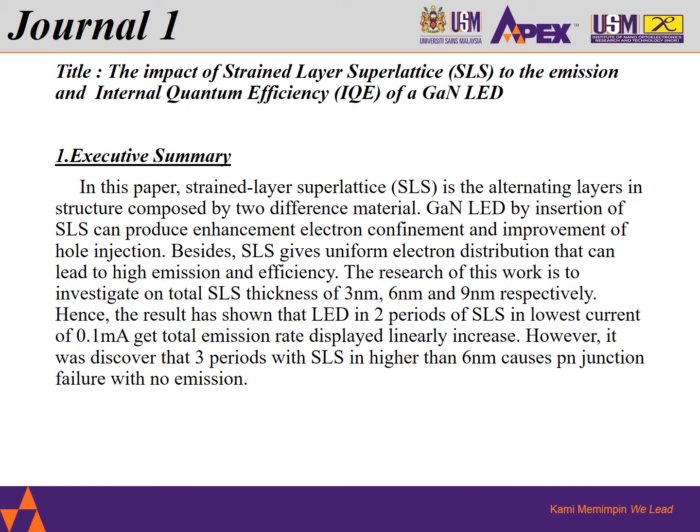The aim of this work is to investigate total SLS thicknesses of 3 nanometer, 6 nanometer, and 9 nanometer respectively. The result has shown that the LED with the second period of SLS, at a lower current of 0.1 milliampere, has a total emission rate that displays a linear increase. However, it was discovered that the third period of SLS, higher than 6 nanometer, causes PN junction failure with no emission.